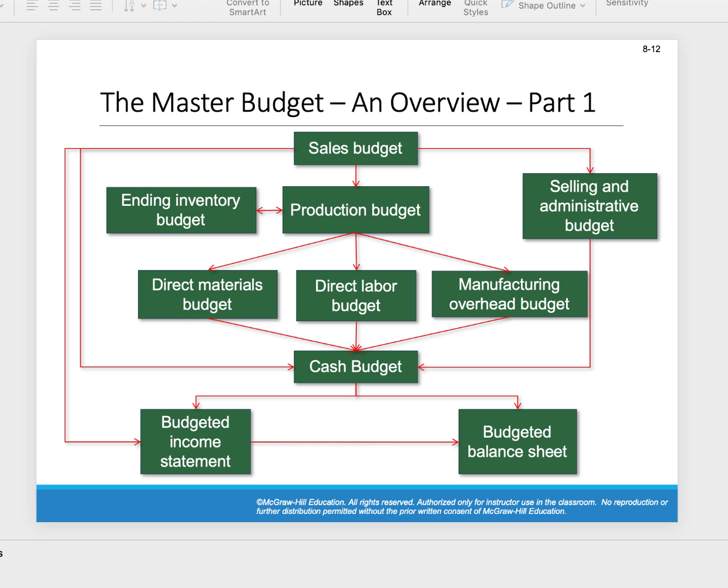Once we have our cash budget, or pretty much once we do all the budgets, sales, selling and administrative, ending inventory budget, production budget, direct material, direct labor, manufacturing overhead budget, the cash budget, then we can do our budgeted income statement and our budgeted balance sheet. Now, these are not actual numbers. That doesn't make sense, right? Let me explain that. It's a budgeted income statement and a budgeted balance sheet.